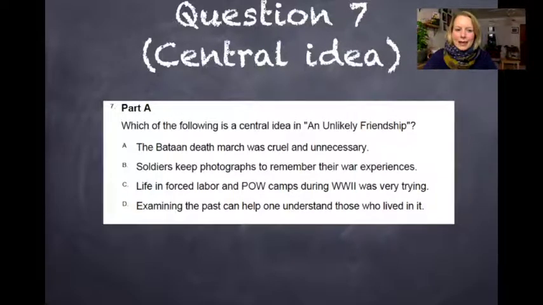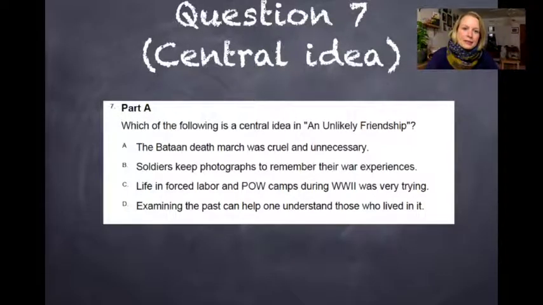So looking at A, B, and C, you see that these are important ideas from the text, but they are rather details supporting what he learned. He learned about the Bataan Death March. He learned about how his grandfather kept the 2 photographs as the only thing that he took on that ship. And C, of course, you learned about the forced labor and the POWs. But out of these 4 choices, D is the best one that summarizes the whole text.